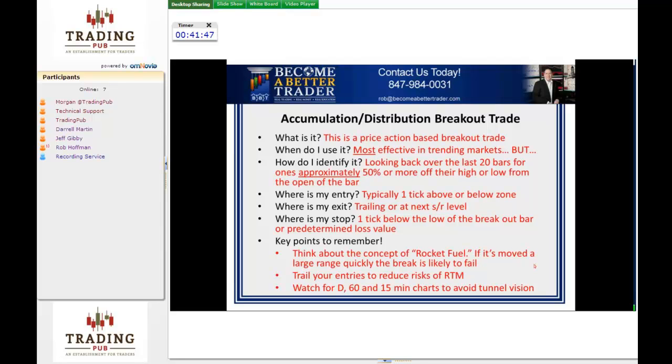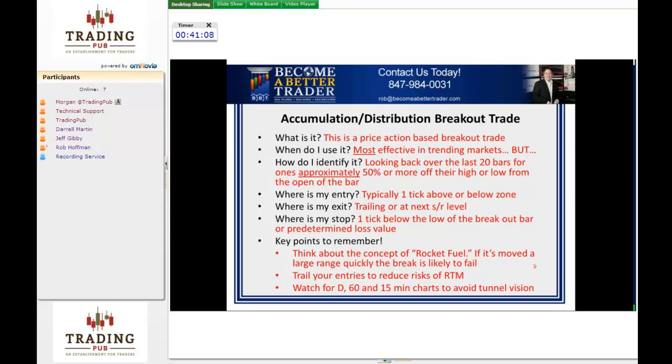Here's what I'm looking for. What I'm looking for is in an uptrend. I'm taking a look back at approximately the last 20 bars or so, and I'm looking for ones in an uptrend that are pulling back approximately 50% off their high, or in a downtrend, ones that pull back approximately 50% off the low. And I emphasize approximately because when I'm scanning for this, I usually loosen it up to about 45%. You'll get fewer signals with the 50%, and really it's meant to be a rough estimate. So again, in an uptrend, I'm looking for pullback bars 50% off the highs. In a downtrend, I'm looking for pullbacks approximately 50% off the lows.